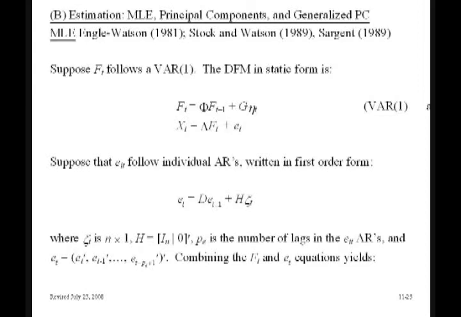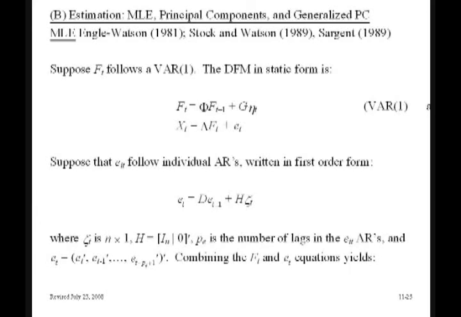This DFM in static form now looks like a standard state space Kalman filtering exercise. You can put the whole thing in state space form if you want to model the dynamics of the idiosyncratic terms, which will be useful. You could imagine that those follow autoregressions, so I can stack the e's and their lags as much as needed, so that the autoregression can be written in first order form. H is a matrix that takes these n idiosyncratic innovations, zeta, and basically has a bunch of zeros in it, so that this is the first order form of the autoregressive representation for the e's.